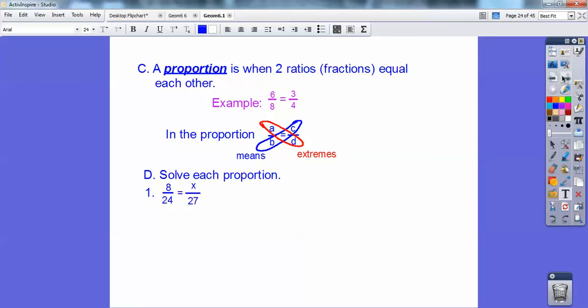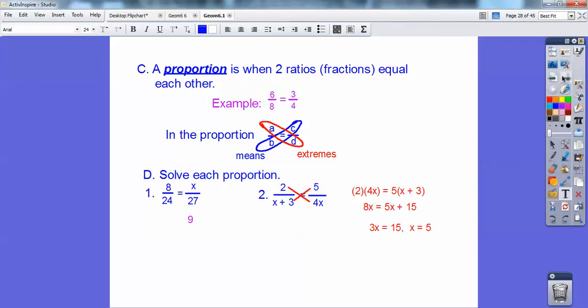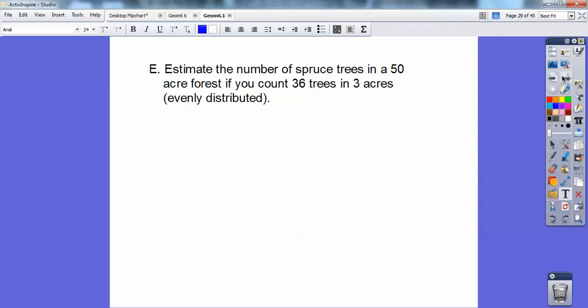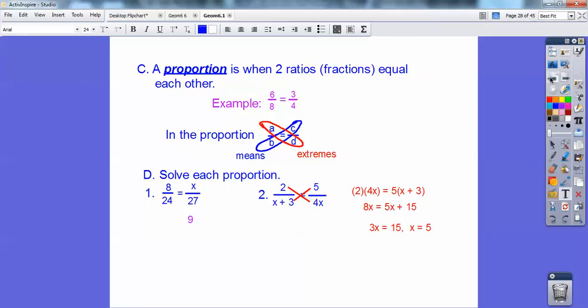So here, solve this proportion right here. Just cross multiply and solve. 24x equals 8 times 27, and then you get x equals 9. Okay? How about this one? Okay, cross multiply. Don't forget, you have to distribute the 5 through the parentheses. Whoops, I went a little bit too fast. The 5 goes through the parentheses. So 5x plus 15, and you get x equals 5.